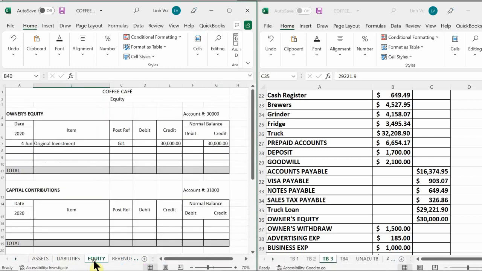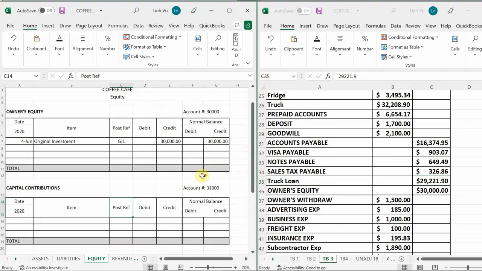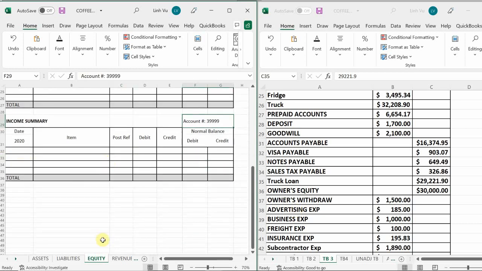All right, next, moving on to my equity. How much is my owner's equity right now? Owner's equity stays the same, 30,000 credit. Good. No capital contributions. What about owner's withdrawal? It's 1,500. So we have owner's withdrawal here, it's the same. Okay. No income summary yet.